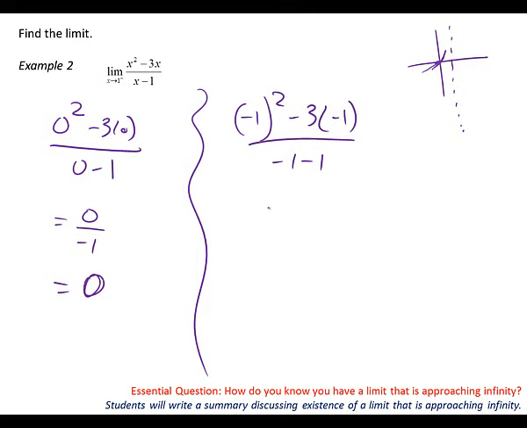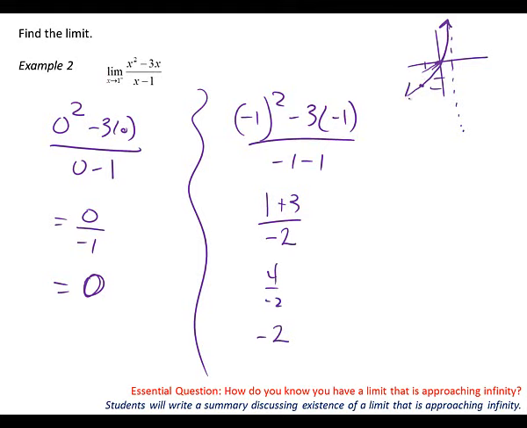All right, what's -1 squared? So -3 times -1 is 3, all over -2. So 4 over negative 2 is going to be negative 2. So I know I've got a point at negative 1, negative 2. So now, do you see how you can kind of start sketching that graph?